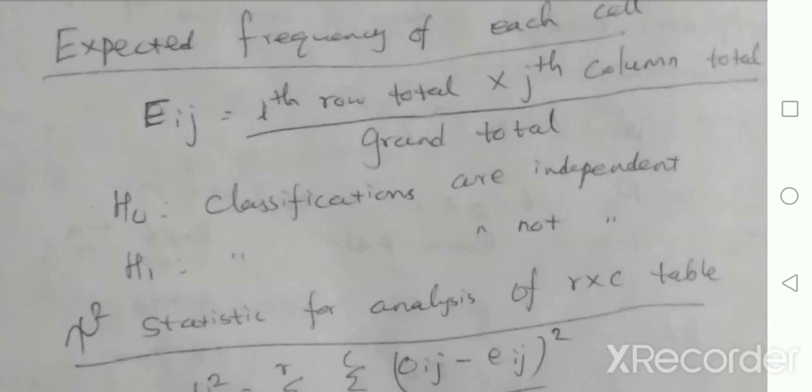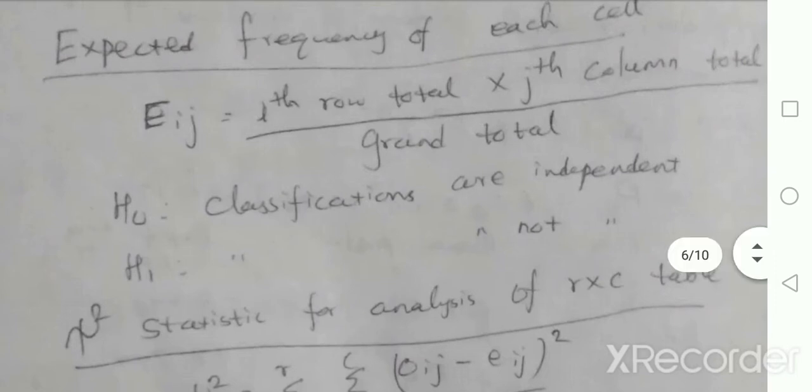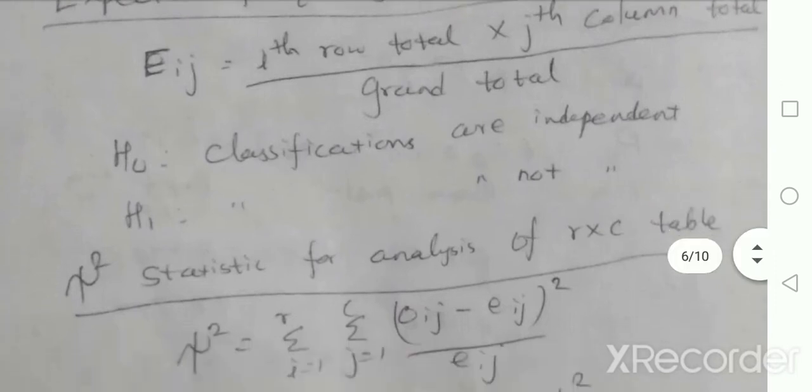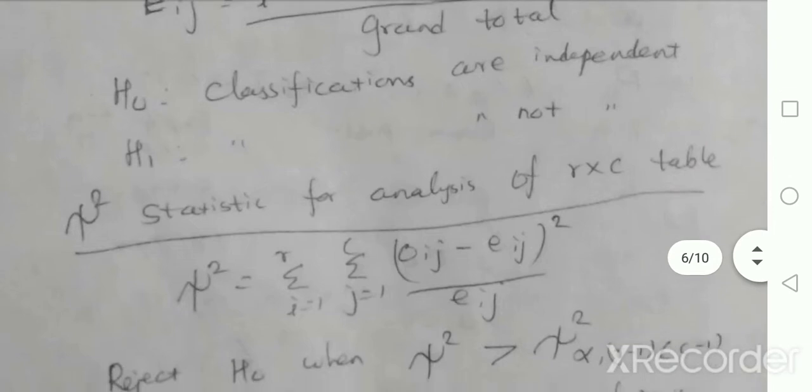That is for a row first. So for that, first we need to find each row total, each column total, and the grand total also. By using that we can find the expected frequency. So here we have to assume the null hypothesis. Actually, here we are testing independence. So in the null hypothesis we consider that the classifications are independent, and in the alternative hypothesis we consider that the classifications are not independent.